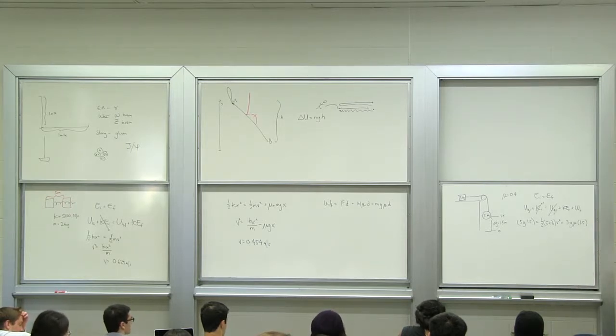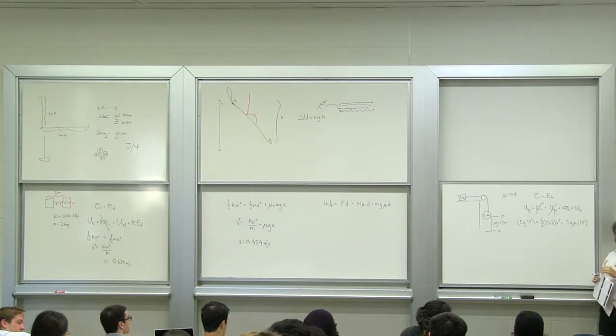How do the two objects have the same velocity? Why? How do you know they have the same velocity? Because they're connected by a rope.